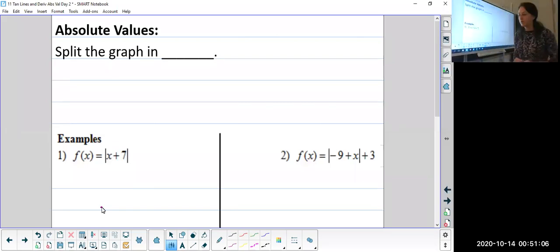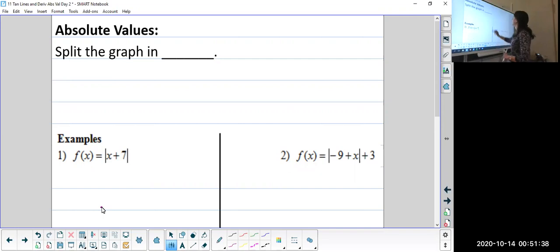Last bit of notes. We are going to talk about an absolute value graph. An absolute value function has a very specific shape to it. It is either a V or an A. So it's either going to have two linear functions opening upwards or two linear functions opening downwards, which makes its derivative a little difficult to find. So there's a nice easy trick to it.